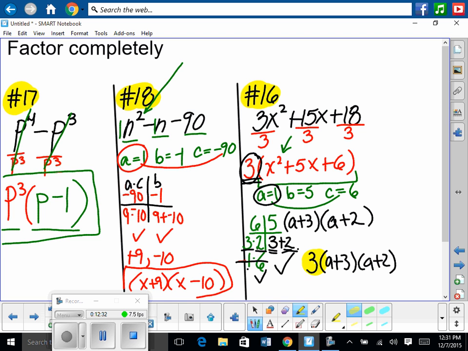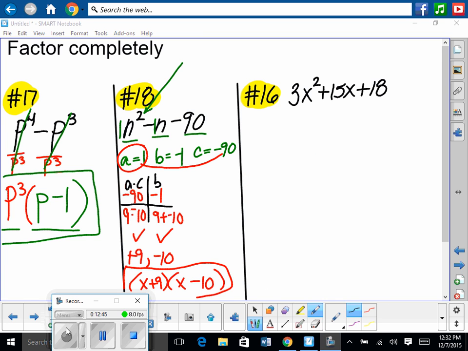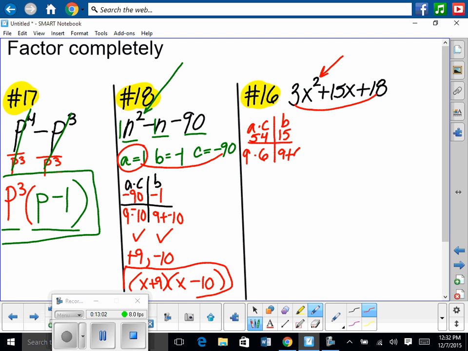Now there was another way we could have done this one. I'm going to do it the other way now really quick. So that is our final answer. We could have done it one more way. So we could have simply stated in the beginning, this is quadratic, so I can do what multiplies to be a times c and adds up to be b. So 3 times 18 is 54. What multiplies to be 54 and adds up to be 15? That would be 9 times 6, and they're both positive, 9 plus 6.